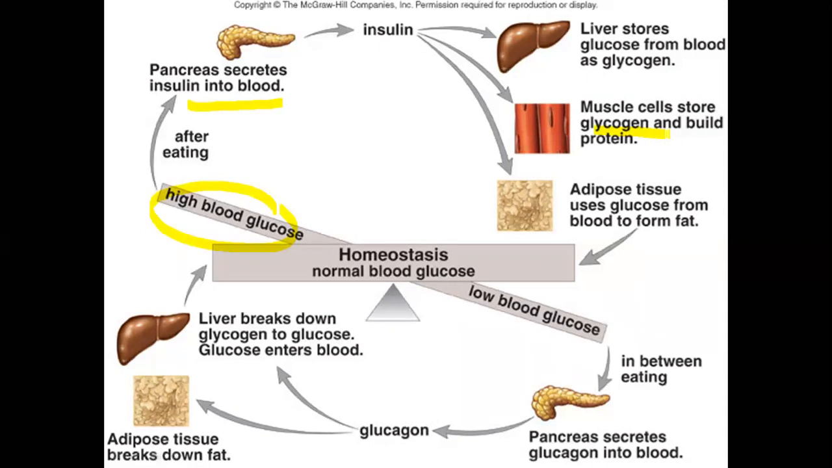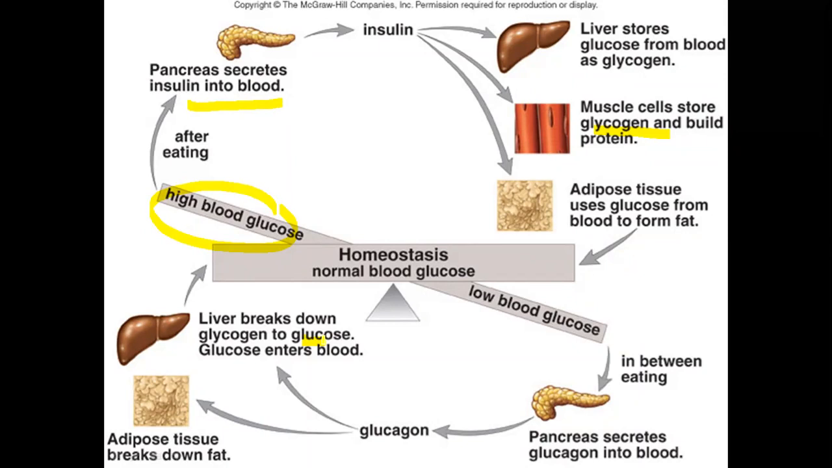However, when the blood sugar level is very low, the reverse will happen. In between eating, when we're fasting, the alpha cells of the pancreas produce glucagon into the blood. This glucagon has several effects to boost the level of sugar in the serum. In the liver, it promotes the breakdown of glycogen so that glucose can be produced. And in adipose tissue, it promotes the breakdown of fats, and ultimately it increases the sugar level and maintains the normal blood sugar level.